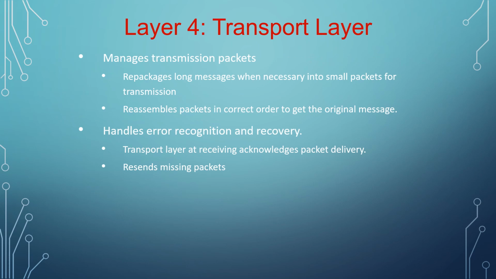The transport layer controls the reliability of communication through segmentation, flow control and error control. It manages transmission packets. If needed, it repackages long messages when necessary into small packets for transmission. And finally, it reassembles packets in the correct order to get the original message. The transport layer handles error recognition and error recovery. It gives acknowledgement when the packet is delivered and resends a missing packet.